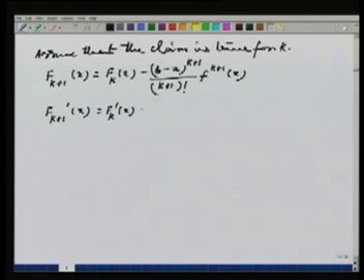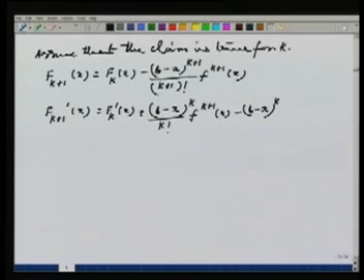Now the derivative of the next term, which I can calculate surely, is plus (b minus x)^k by factorial k into f^(k+1)(x), minus (b minus x)^(k+1) divided by (k+1) factorial into f^(k+2)(x).